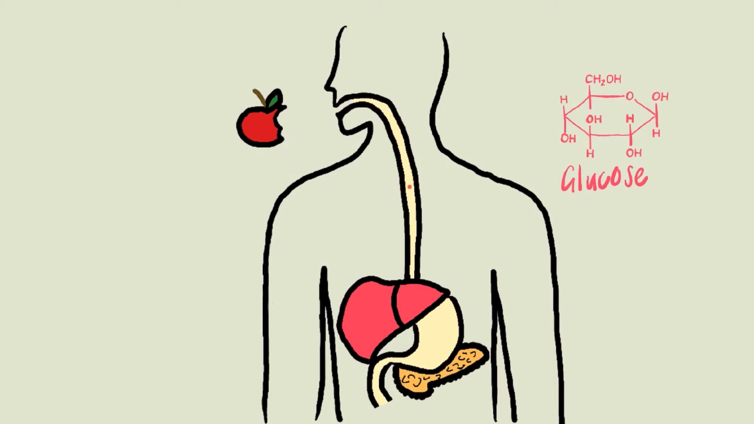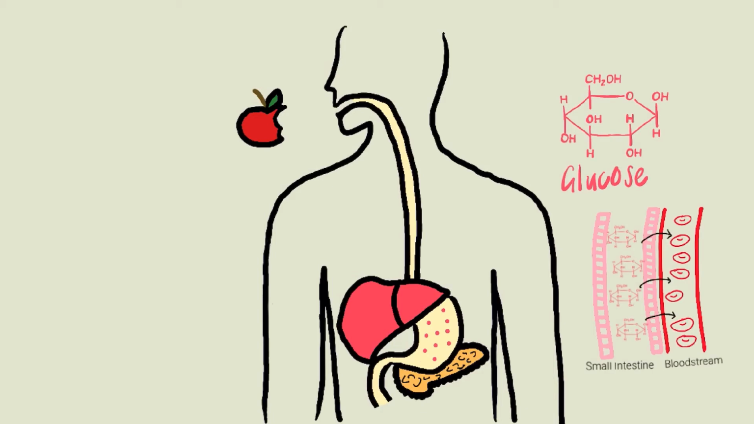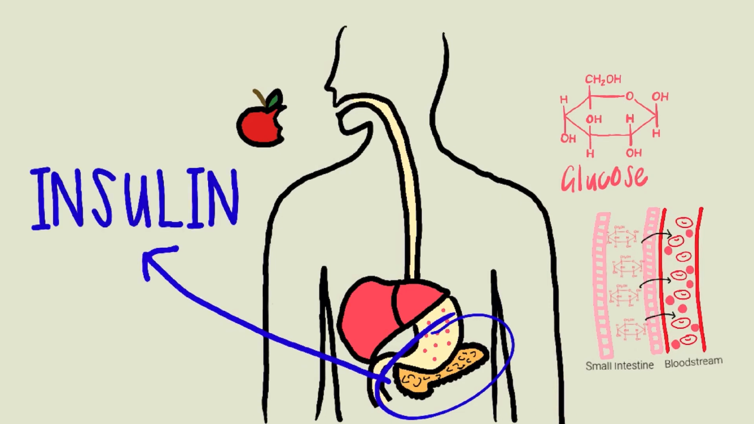When we digest a meal with carbohydrates in it, we break it down into glucose molecules. After a series of digestive processes, glucose molecules end up in the small intestine where they are absorbed into the bloodstream. This causes an increase in blood sugar level, which stimulates the production of the hormone insulin in the pancreas. Essentially, insulin helps to lower blood glucose levels as a form of negative feedback.